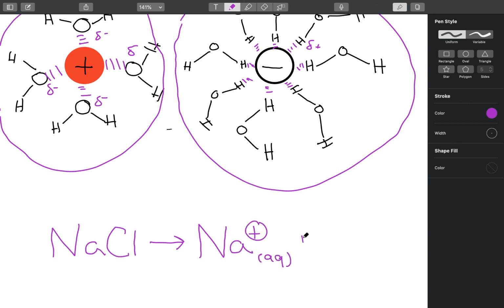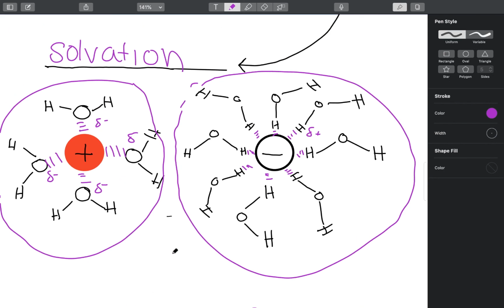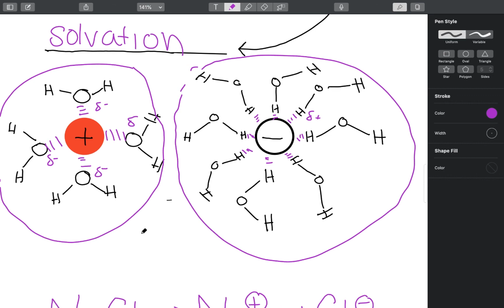Because the water surrounds itself around each of the ions, sorry about that, that should be a chloride. So the water surrounds itself around each of the ions, causing them to separate from each other and keeping them from coming back together. So that is the process of solvation.